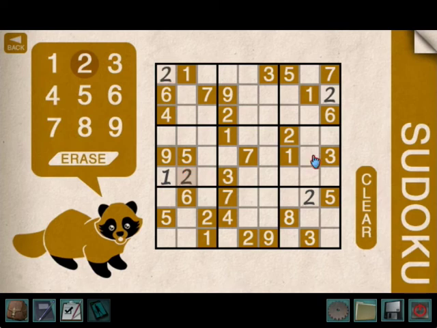Let's see. There. Boom. Okay, 3. Let me just move on to 4. 4, 4, 4, 4, 4, 4, 4. Like that. Five has to go there. 6 must go in that spot for that square. And that spot for that square because of this.